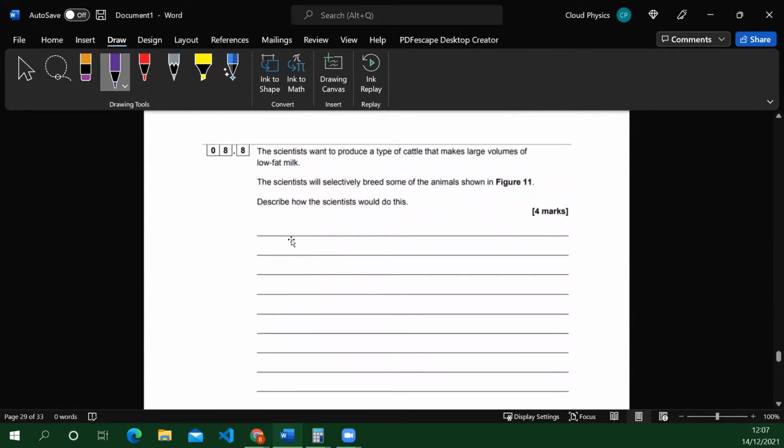Scientists want to produce a type of cattle that makes large volumes of low-fat milk. The scientists will selectively breed some of the animals in figure 11. Describe how the scientists would do this. Okay, so they want large volumes and low-fat milk. So find a female with the lowest fat milk and highest milk yield.